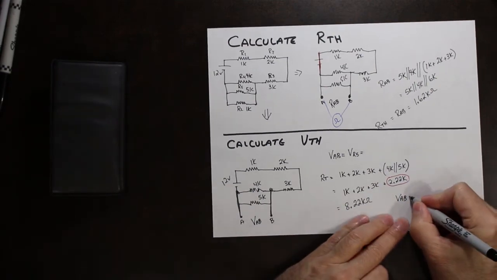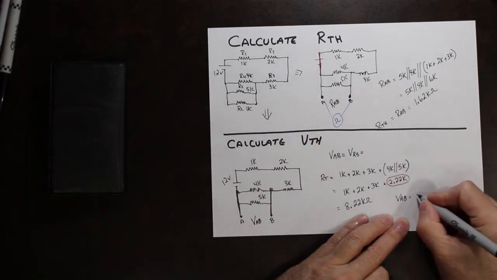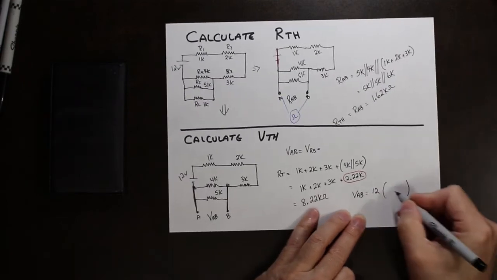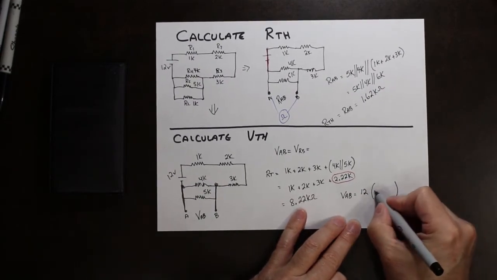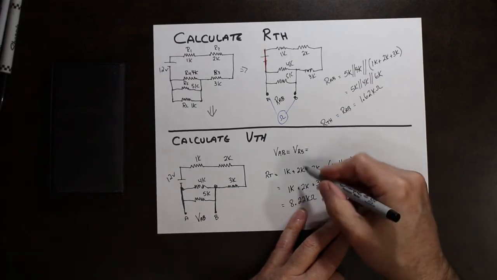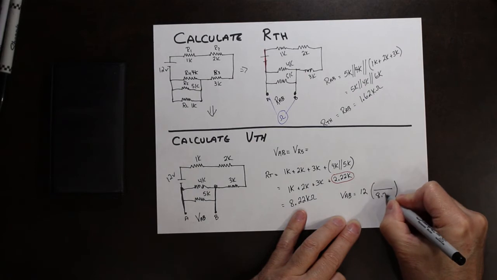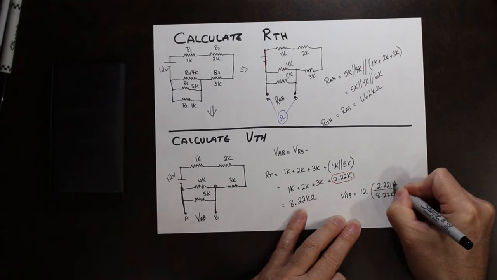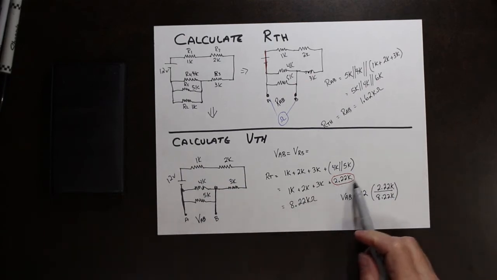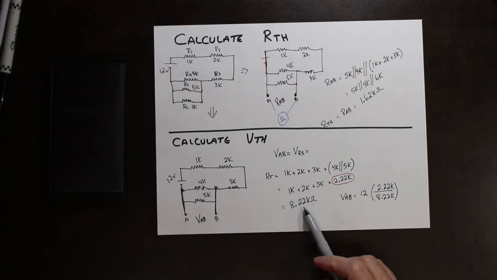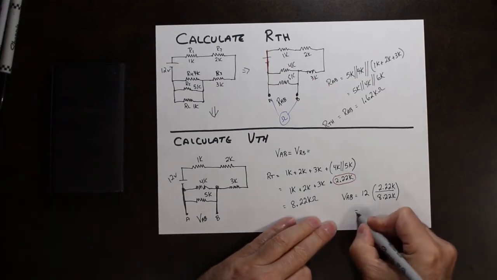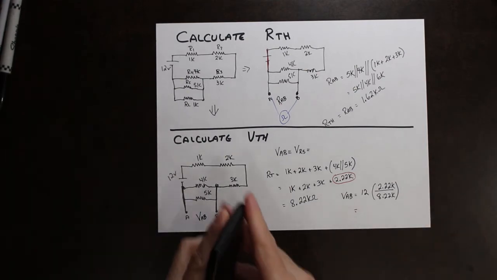So the voltage A to B is equal to the total supply, which is 12 volts. And you'll recognize this as our voltage divider. So the voltage divider, our total of the whole thing was 8.22K, and we want to know 2.22K. So we've got this little part of the whole thing is equal to the voltage, this little part of the whole thing. So it's a ratio thing. So let's do that calculation.